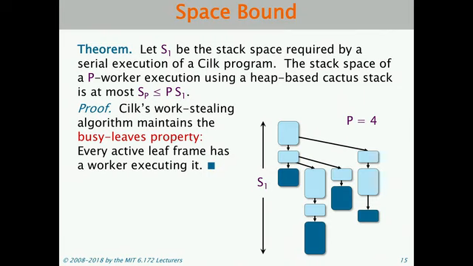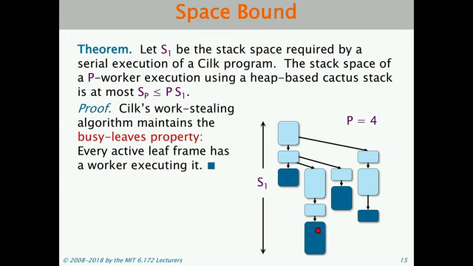So therefore, for any leaf in the invocation tree that currently exists, there's always going to be a worker working on it. There's not going to be any leaves in the tree where there's no worker working on it, because when a worker spawns a task, it creates a new leaf, but then it works immediately on that leaf. So here we have an invocation tree, and for all of the leaves, we have a processor working on it. And with this busy leaves property, we can easily show this space bound.